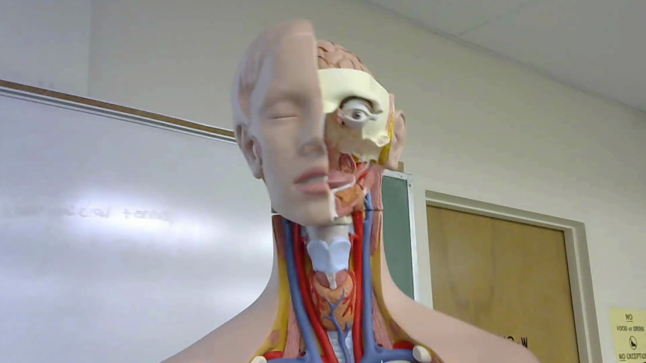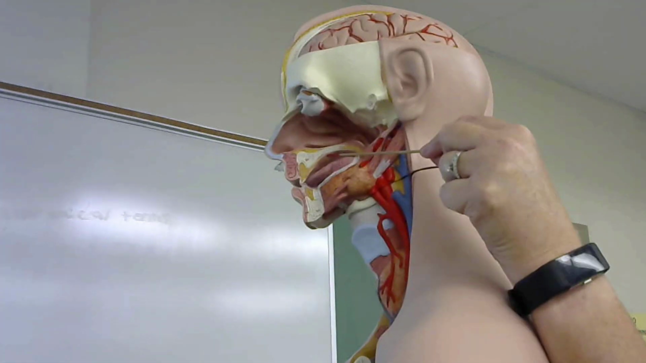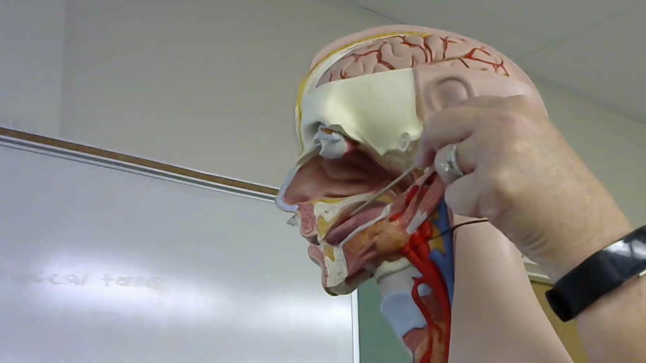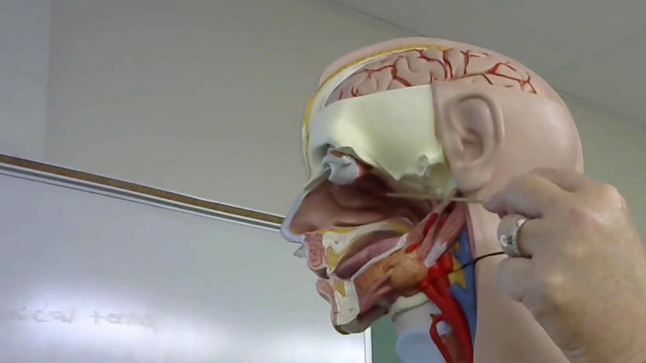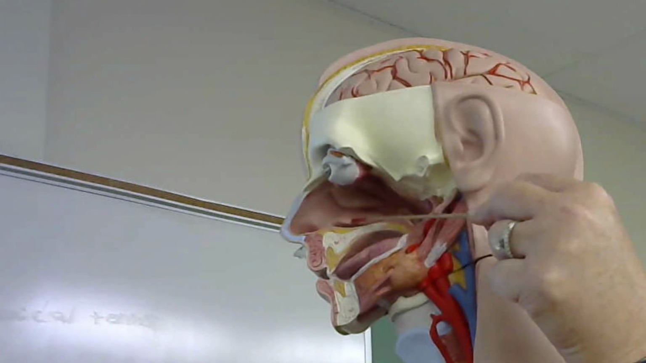So let's start with putting the food in the mouth. This is the oral cavity. This is the nasal cavity here, and these bumps are the nasal concha.